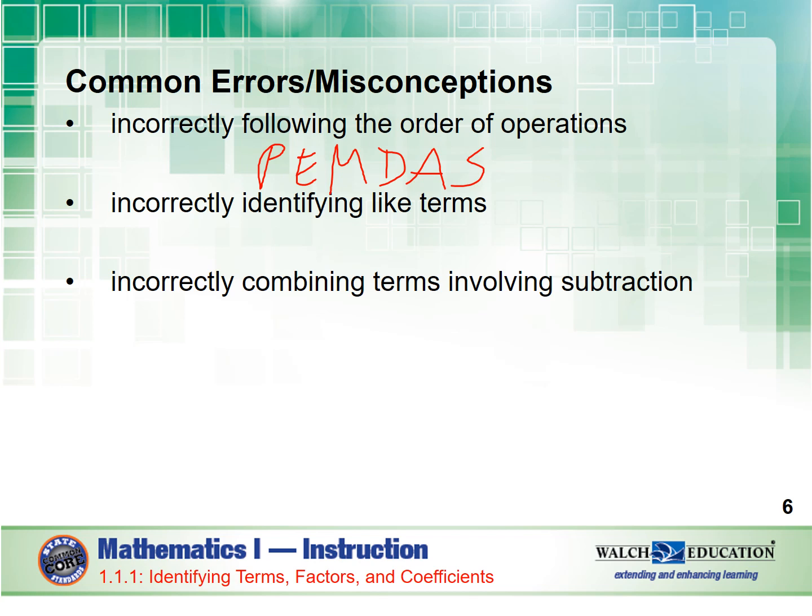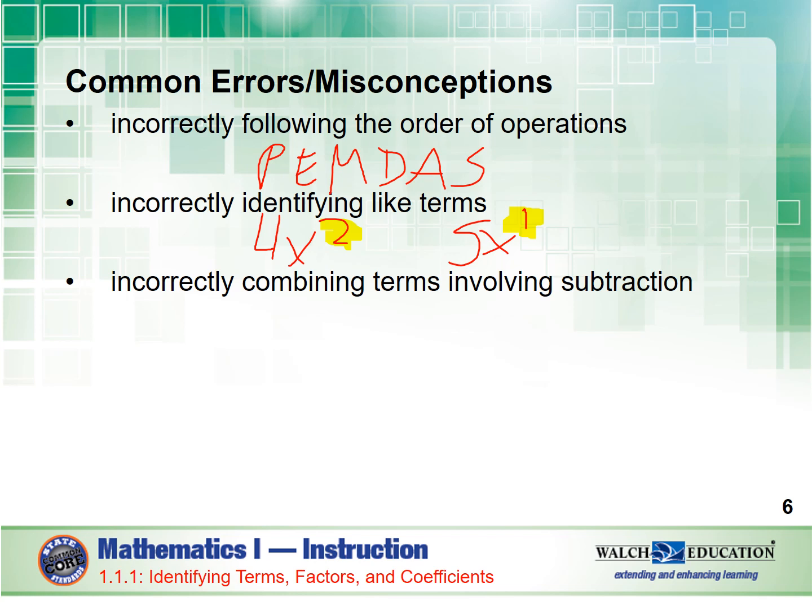Other common errors are incorrectly identifying like terms. So saying 4x squared and 5x are like terms. Those are not actually like terms because they're not raised to the same power. This has a 2 that's raised to the second power, and remember, when anything's raised to the first power, you don't write it in, but if we did write it in, it would be first power. Notice those are different, so you cannot combine them.